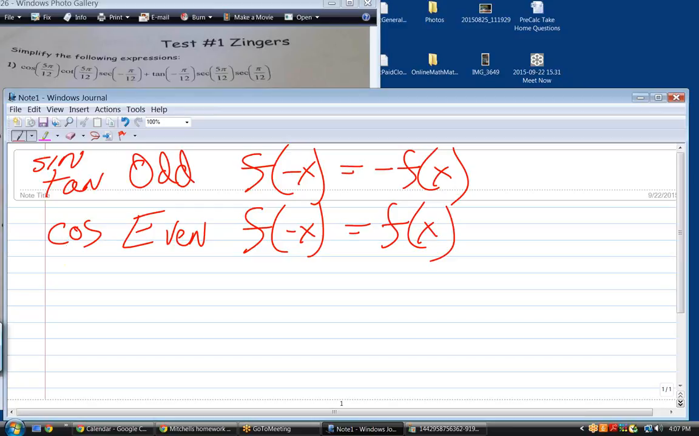So immediately, I can write this as just secant of pi over 12. And this other negative one, what's tangent of minus pi over 12? Negative tangent of pi over 12. So I got a lot of pi over 12s. I got 3 pi over 12s. Maybe we can turn this into a pi over 12.